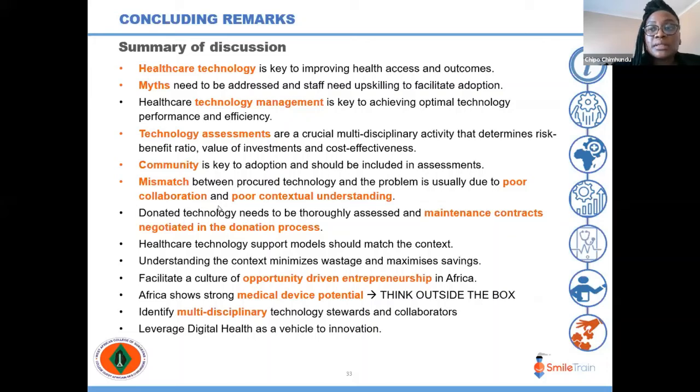Our community is key to adoption of this technology, and we need to make sure our problem is adequately solved by understanding our context. We need to also make sure that donated technology is thoroughly assessed, including having appropriate maintenance contracts, as well as having clear support models for our equipment. We need to facilitate a culture of entrepreneurship in Africa and make sure that we think outside the box. Finally, I just want to say, let us leverage digital health as a vehicle to innovation.